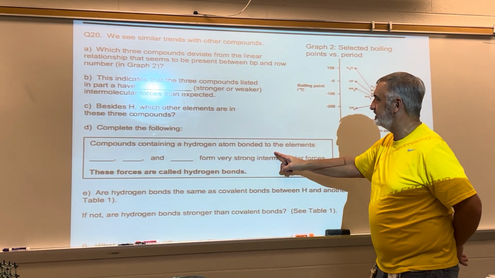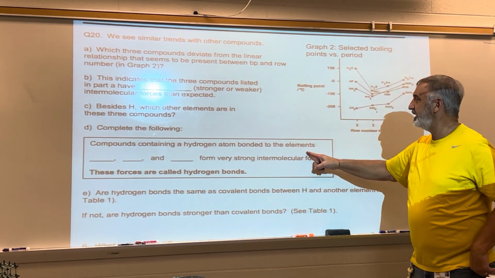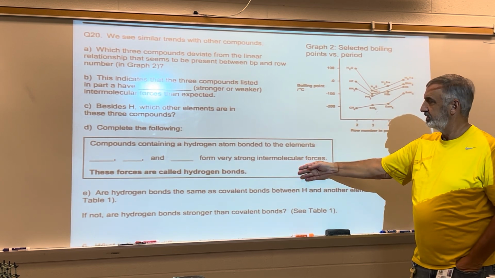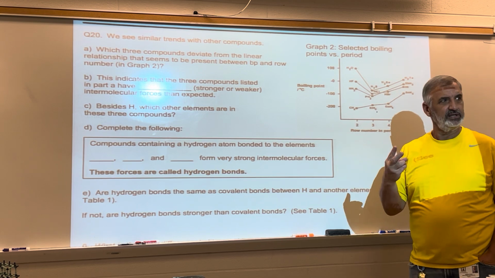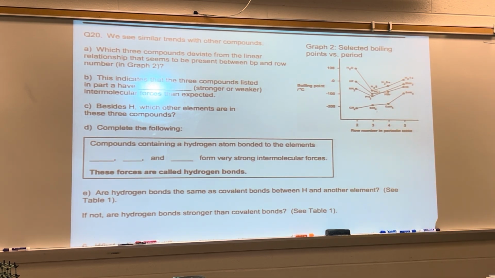So complete compounds containing hydrogen bonded to the elements form very strong bonds. What elements do we put in there? Fluorine, oxygen, nitrogen. F-O-N. All right. Are hydrogen bonds the same as covalent bonds? No. Okay, why not? Because covalent bonds are in between each element.